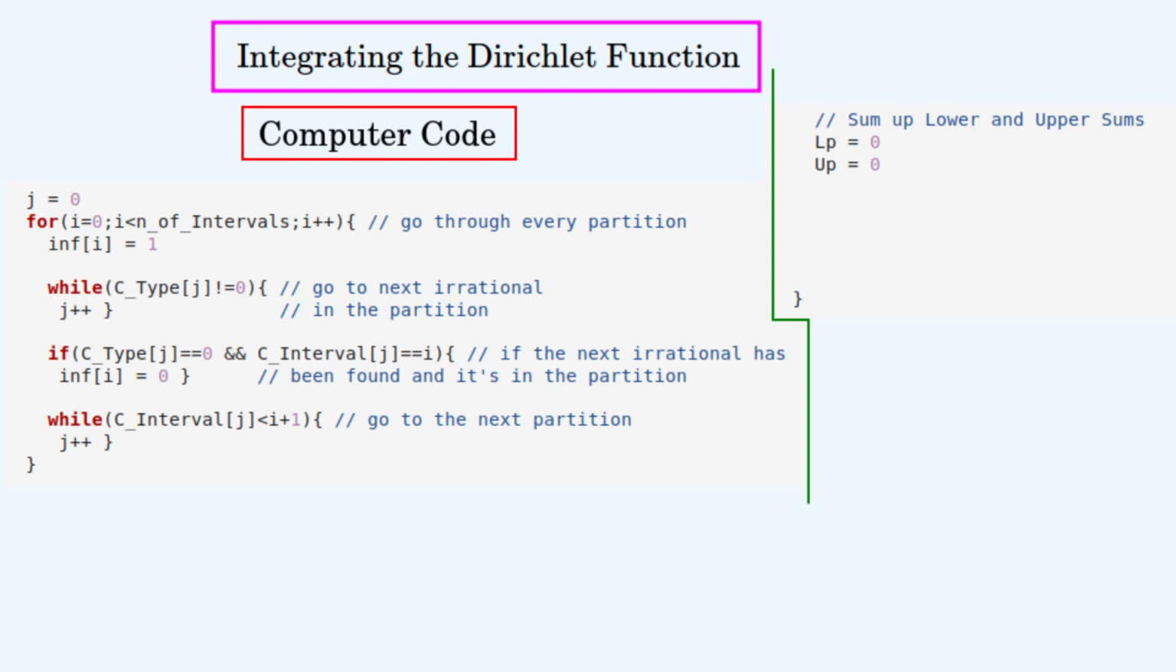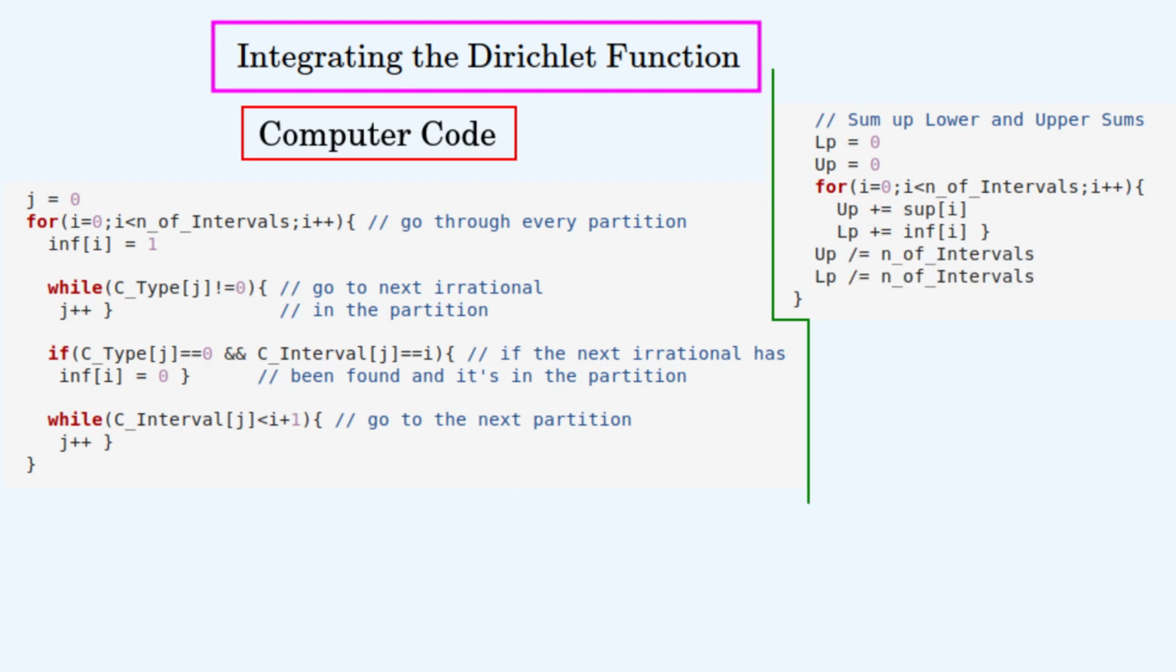We can get the upper and lower sums by adding all of the values in the intervals, so we must initially set these to be 0. We'll make a loop to add up every sup and inf in the intervals. We'll actually add them up here. Then we'll divide this number by the number of intervals, so as to give us the upper and lower sums. This is because the width of each interval is 1 divided by the number of intervals.